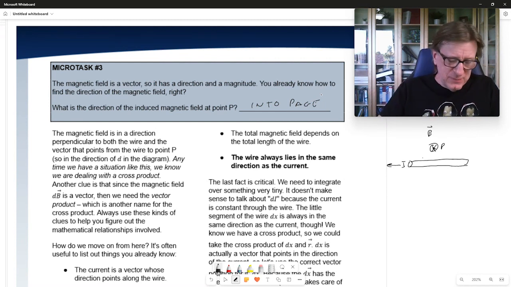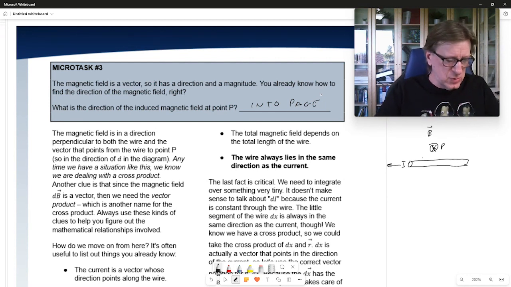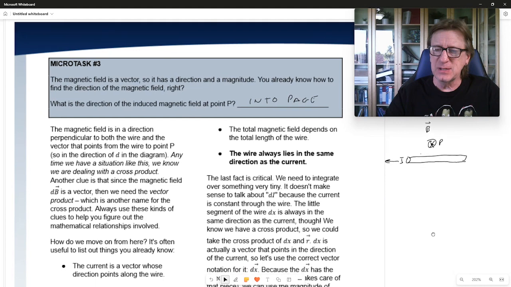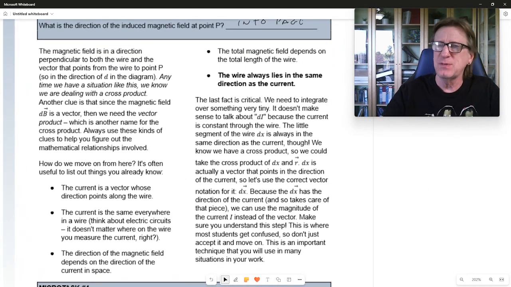Now we know that we have 2 vectors here, and so we're going to have to think about how we can multiply those 2 vectors. We know that we're going to have a cross product at some point in here because the magnetic field itself is going to be a vector. So how do we move on from here? It's a good idea to just list everything that you know at this point. It'll give you some ideas.